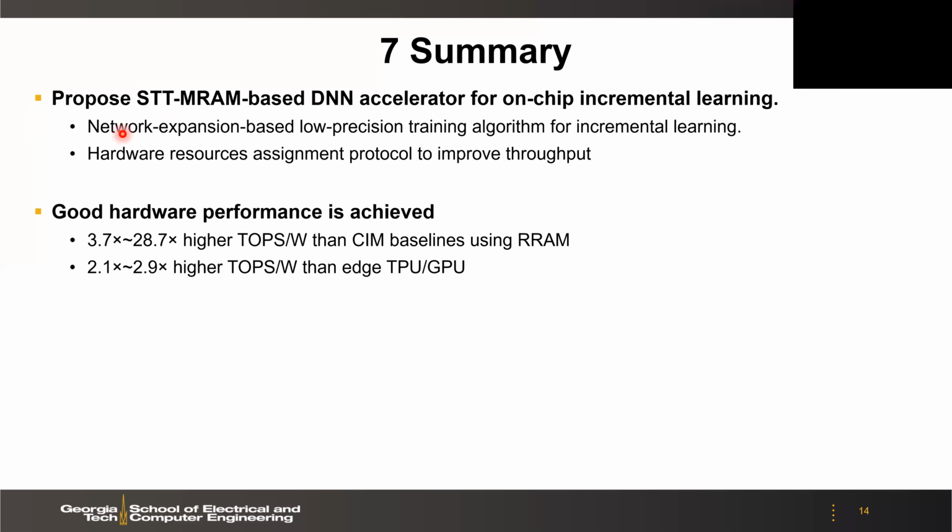To summarize our work, we propose an STT-MRAM-based DNN accelerator for on-chip incremental learning. A hardware-software co-design approach is adopted for the design. On the algorithm side, a network expansion-based low-precision training algorithm is used for incremental learning. On the hardware side, a hardware resources assignment protocol is proposed to improve the throughput. A good hardware performance is achieved in terms of TOPS per watt.